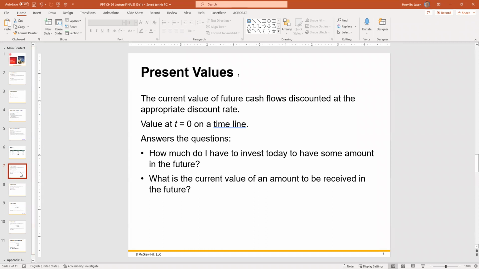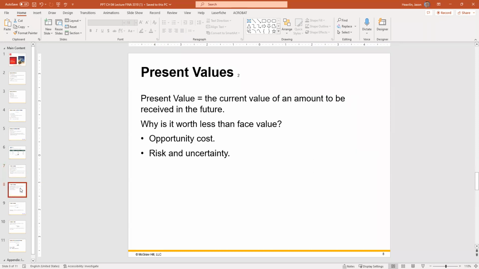Okay, so the second question: what is the current value of an amount to be received in the future? That's like the lottery question, if the lottery is going to be money in the future versus the lump sum today. Why is present value worth less? Inflation is the typical answer people give, which is true, inflation is going to devalue money in the future, but that's not the only answer.